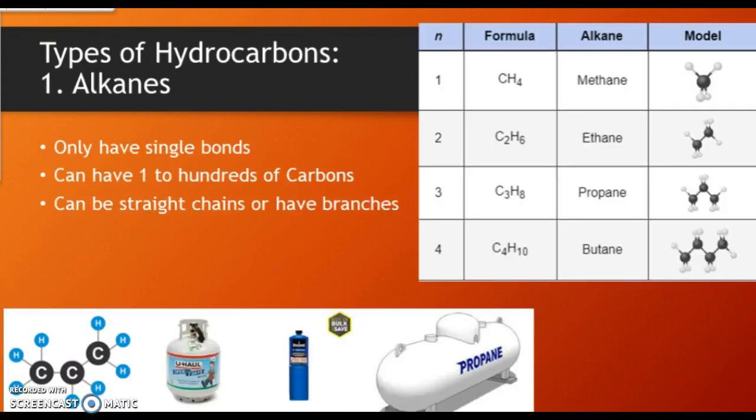And there are types of hydrocarbons. So we're going to go over the 5 main types of hydrocarbons. Number one are called alkanes. Alkanes. Important information, they have single bonds. They can have 1 to hundreds of carbons. They can be straight or have branches.